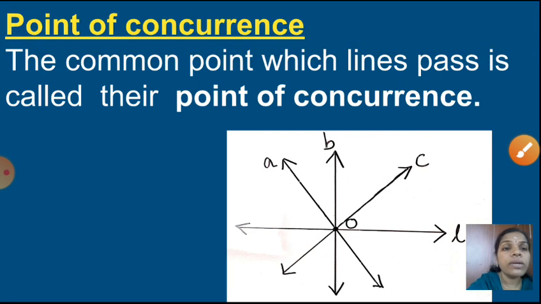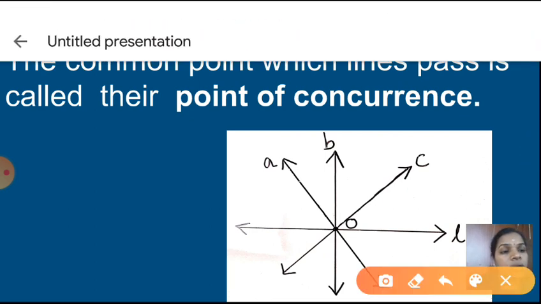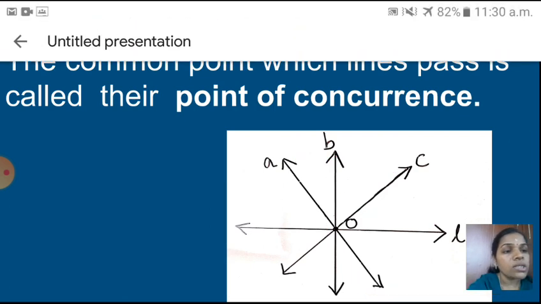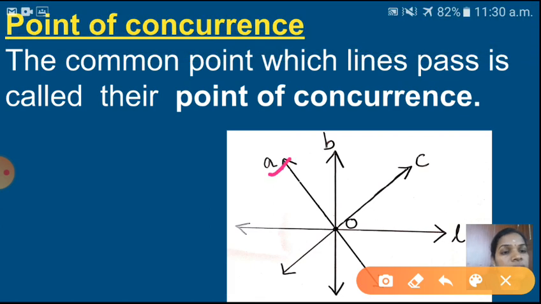What is meant by point of concurrence? All these lines pass through the same point, so this point we can say is the point of concurrence. The common point through which lines pass is called the point of concurrence. Understood now children? Once again, line A, line B, line C and line L are what? Concurrent lines. And this point is the point of concurrence. Understood children? Shall I go to next?